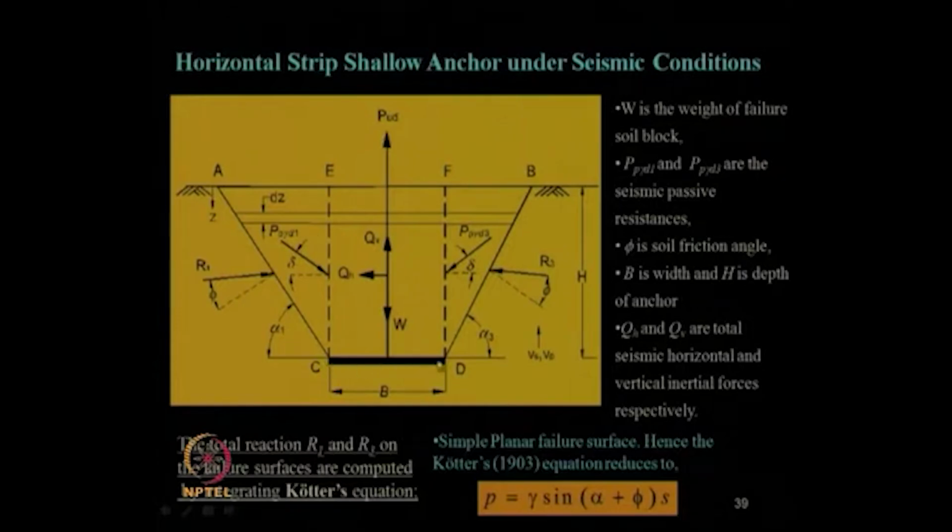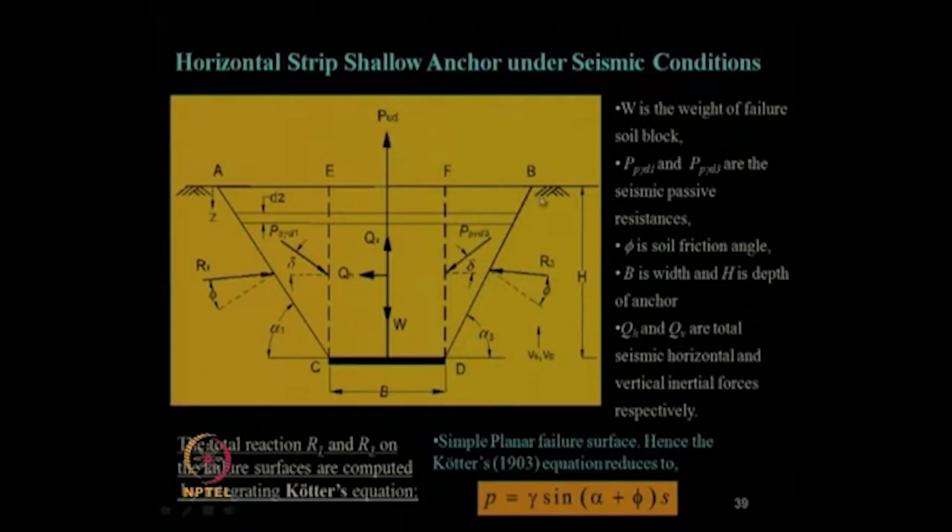So, this is a horizontal anchor subjected to vertical uplift load, see all these conditions. The width of the anchor plate is B, the depth of embedment of the anchor plate is H, and this is a strip anchor. So, the length of this anchor is much more than its width. This P_UD, that is the uplift load for this anchor under dynamic condition, needs to be obtained.